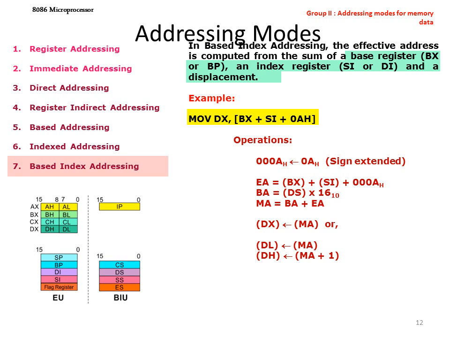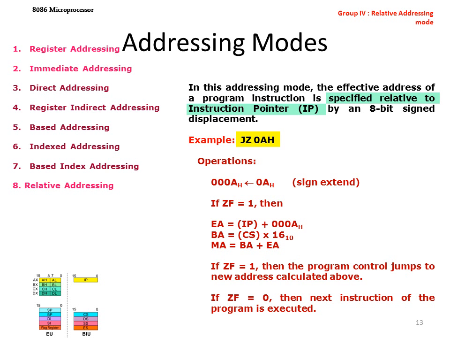Based indexed addressing. In this addressing mode, the effective address is computed from the sum of a base register, an index register and a displacement. For example, MOV DX, [BX+SI+0AH].